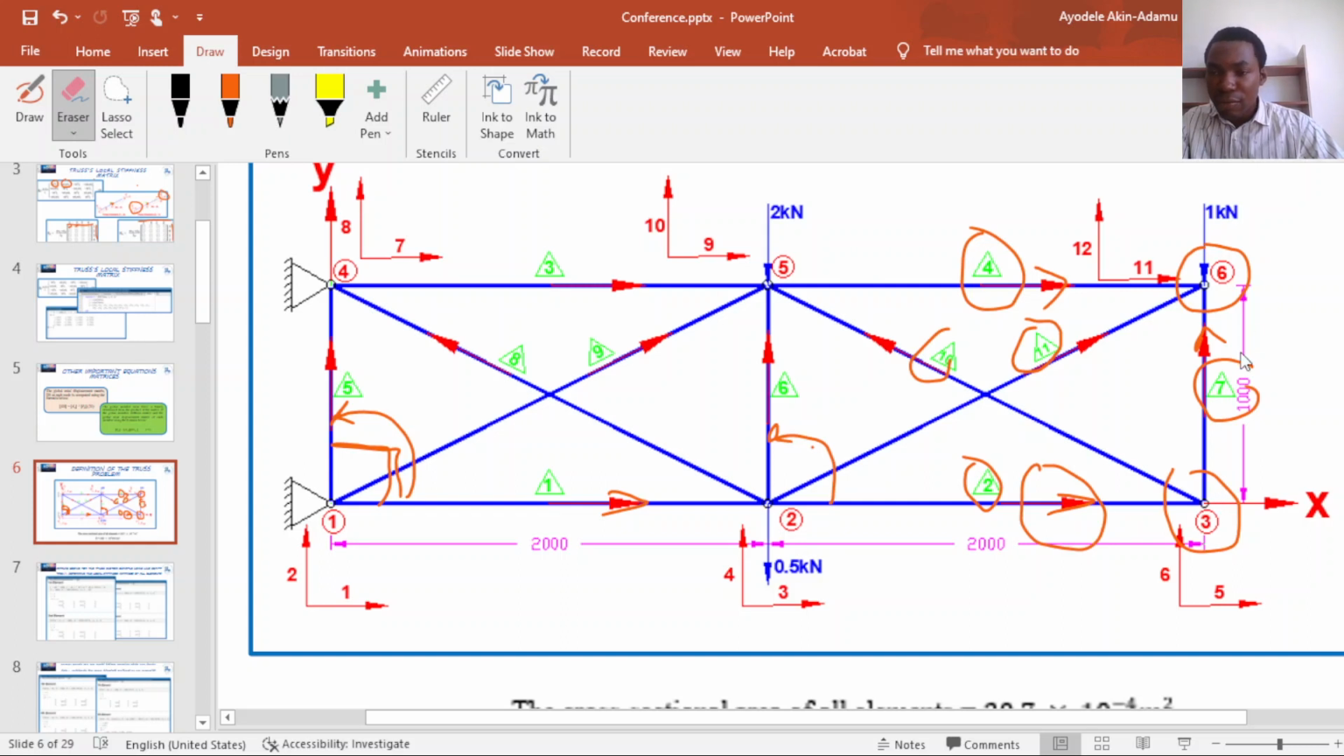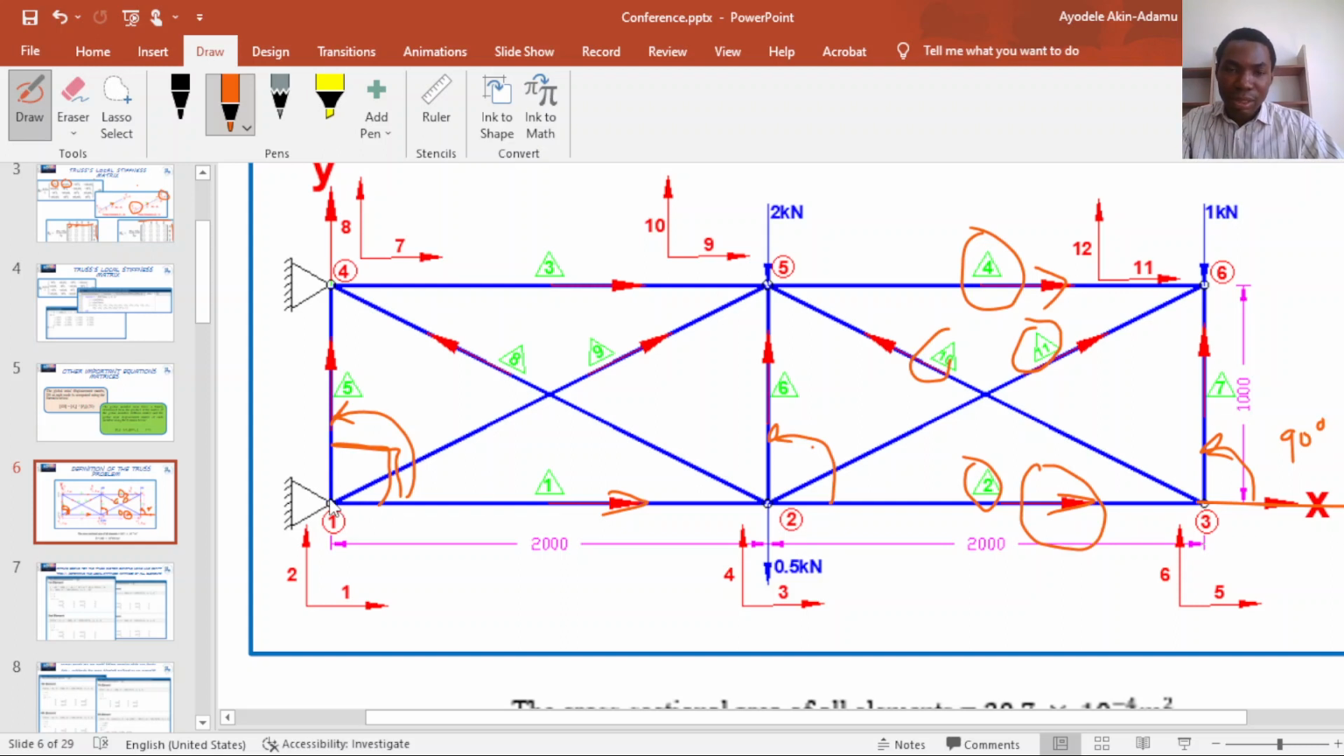For element 7, because the arrow is pointing from node 3 to node 6, the angle measurement will also be 90 degrees.